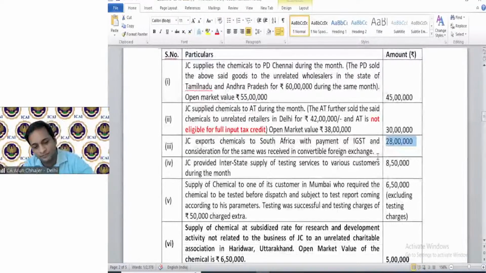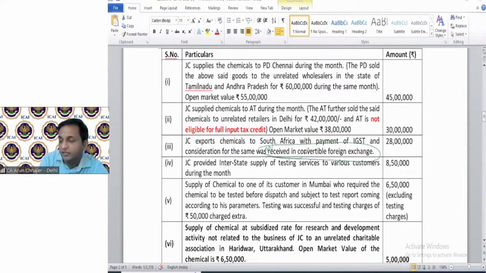My question to all of you: suppose if it is written that amount is not received in the convertible foreign exchange, will your answer be different? Currently, I'm saying it is an export of chemical. But will your answer be different if I say the amount is not being received in the convertible foreign exchange?